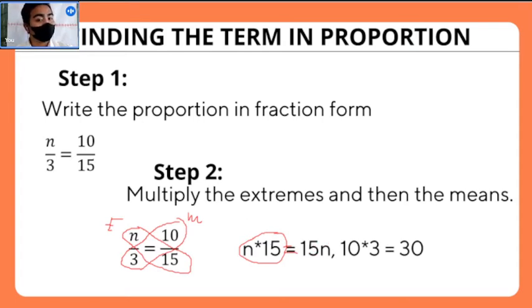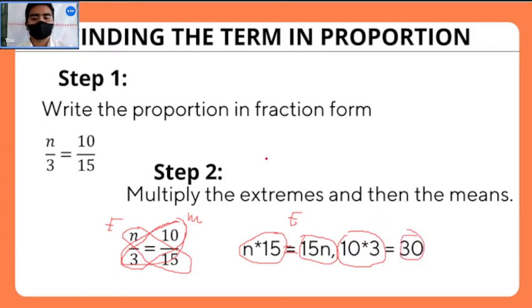Remember, how do we multiply a number to a variable? If we have a variable and a constant number, we multiply them, it will become 15n. Now, we get the values of extremes. This is our extremes. How about for means? We have 10 multiplied by 3. So, 10 times 3, the answer is 30.